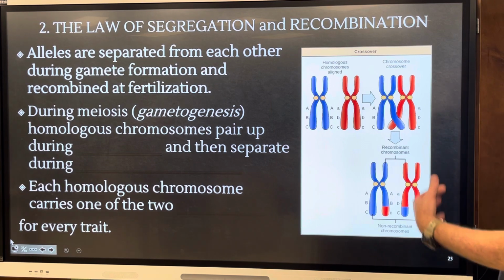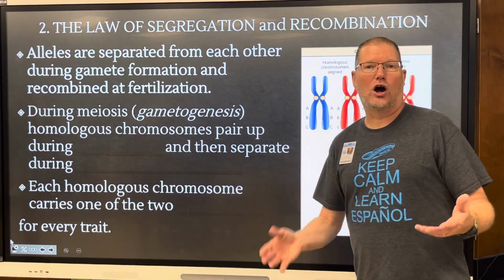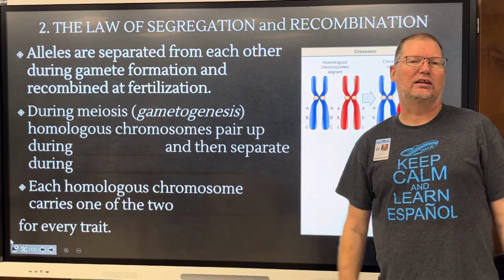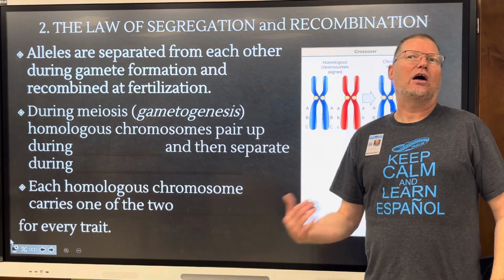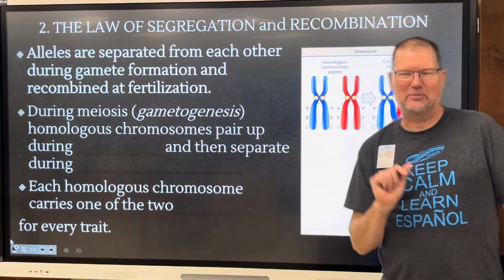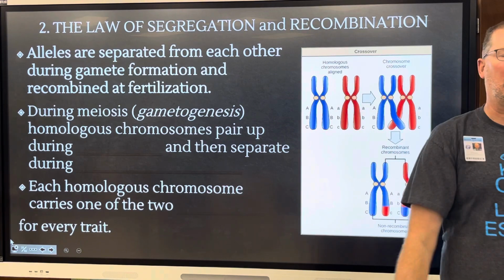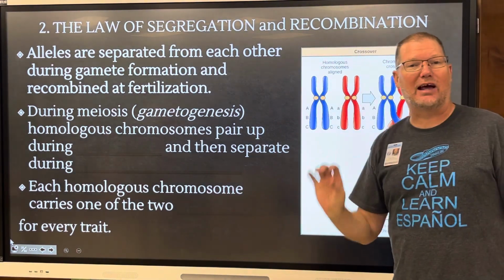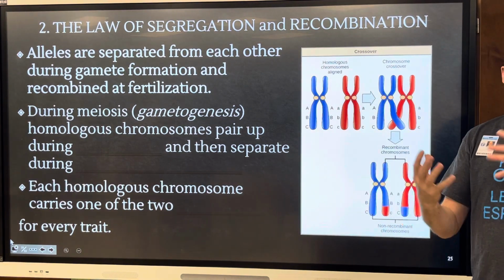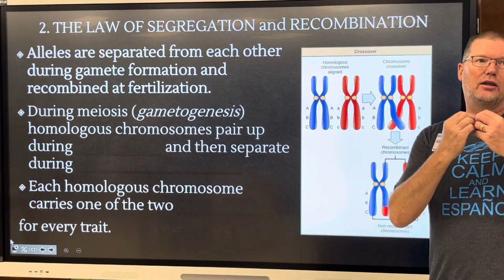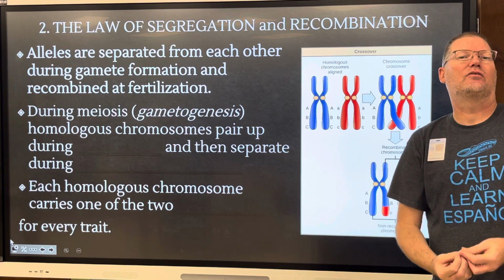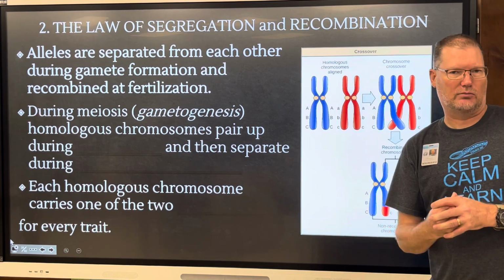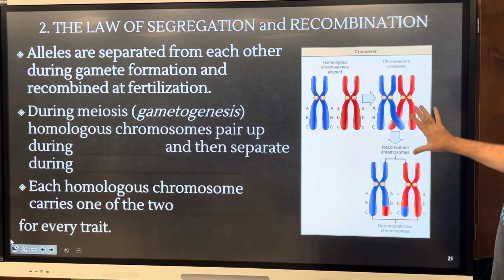Okay, so that's it. That's the first law. Nice and clean. Now things get a little more complicated, okay? So this is the law of segregation and recombination. And that has to do with what we learned about last semester. I told you we were going to be relying on and applying some of that information from last semester to this semester, okay? So we all know what this is called.